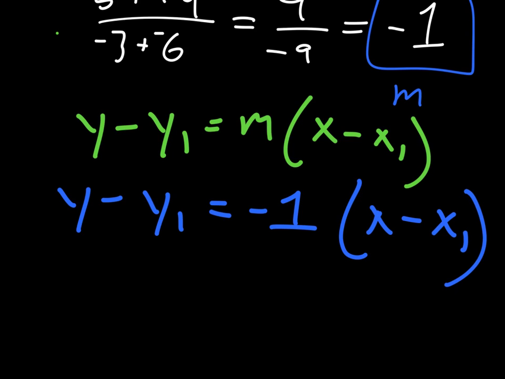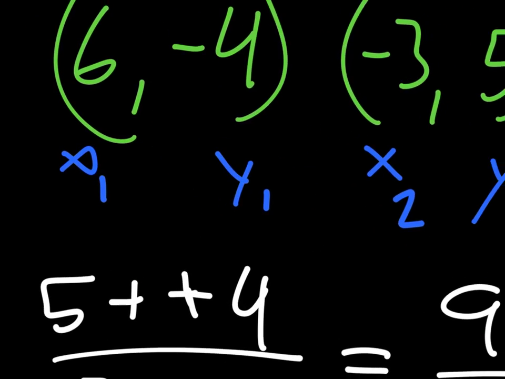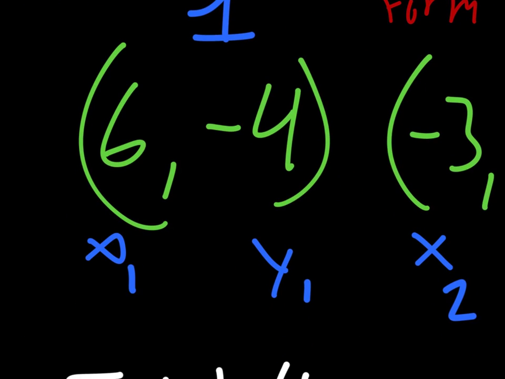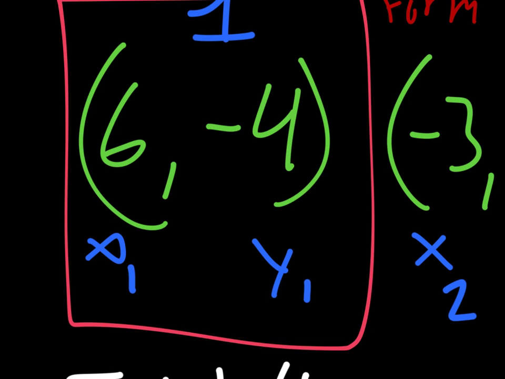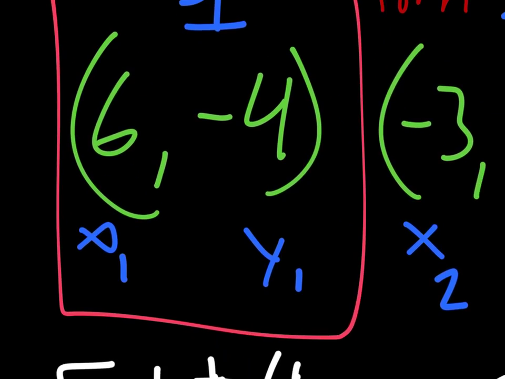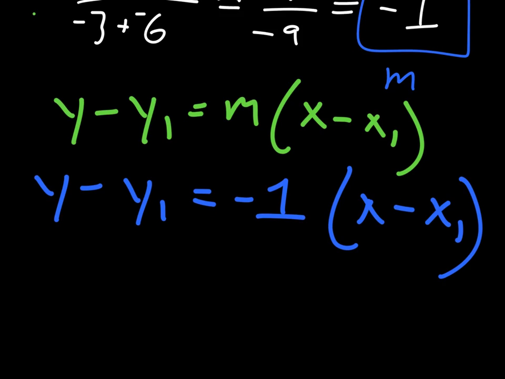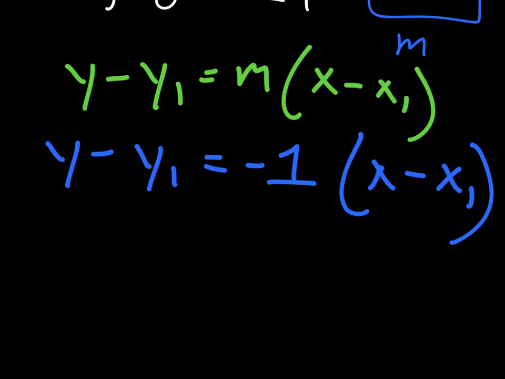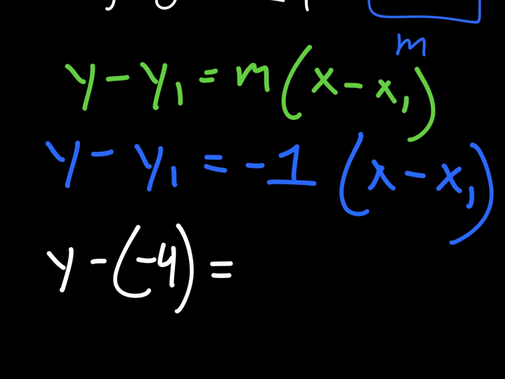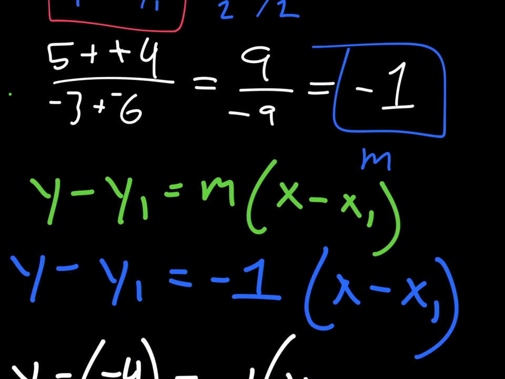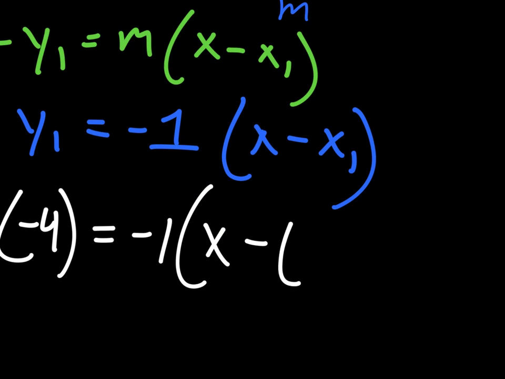Now, where do we get the y1 and the x1? Right here, okay? y1 and x1 come from right here. Bam. So now we take this and put it with this. So our y1 is negative 4, so we have y minus parenthesis negative 4 close parenthesis equaling negative 1 x minus, what is it, the 6 I think? Yes, 6. Minus parenthesis 6 close parenthesis.